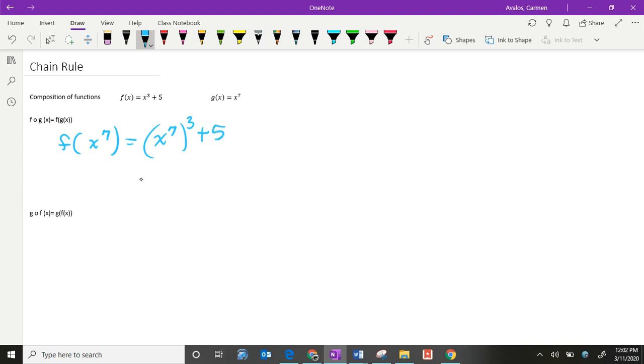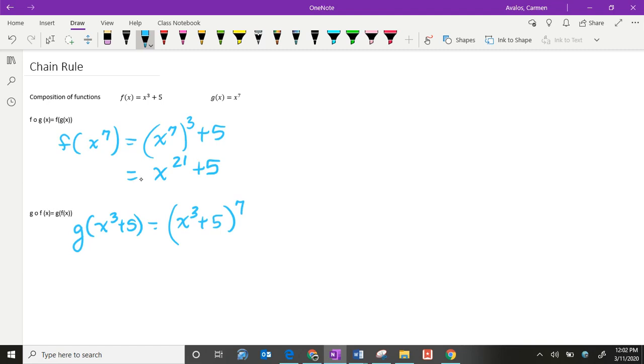Anytime it's a power to a power, we know we are multiplying that. And so you get x to the 21st plus 5. So that's what you get when you put g of x inside of f of x. When you do g of f, that's the opposite. So you're going to take the g, and this time we're going to put the x cubed plus 5 inside of the g of x. That means that wherever we see an x, we're going to replace it with the whole entire thing. So this is going to be x cubed plus 5 all the way raised to the seventh.